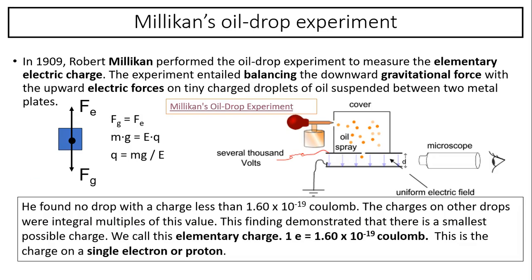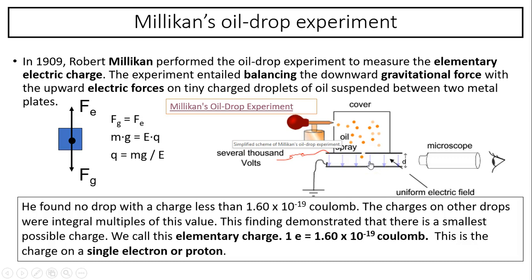Millikan's oil drop experiment. In 1909, Robert Millikan performed an oil drop experiment to measure the elementary charge. The experiment entailed balancing the downward gravitational force with the upward electric force on tiny charged droplets of oil suspended between two metal plates. So basically, he sprayed the oil droplets into this container, and there is a gap in the top plate, and some oil drops will be entering this electric field.